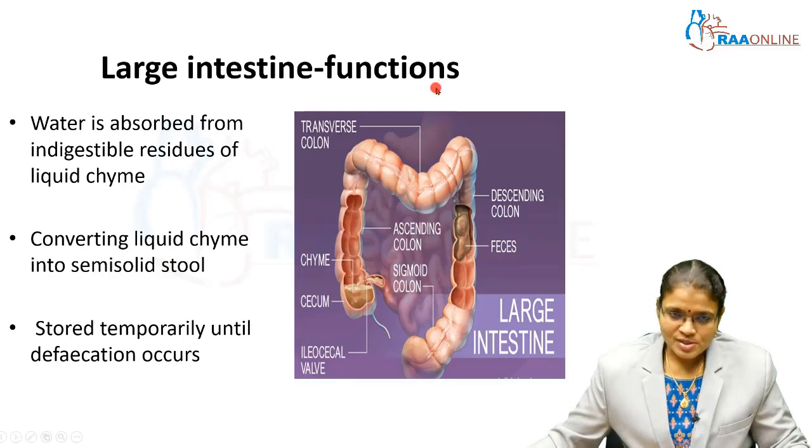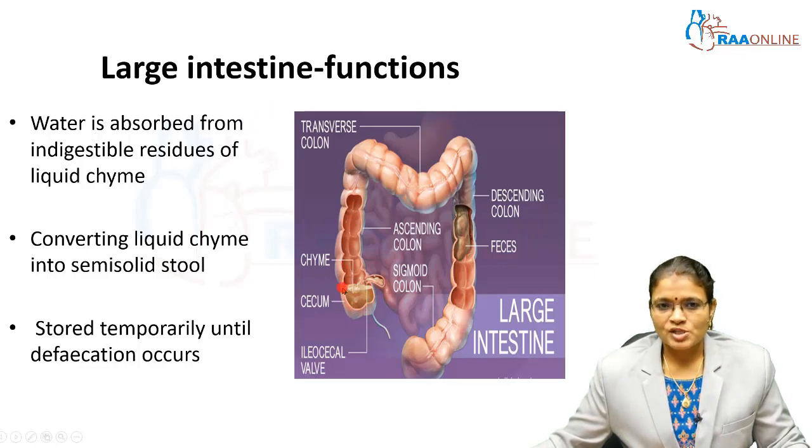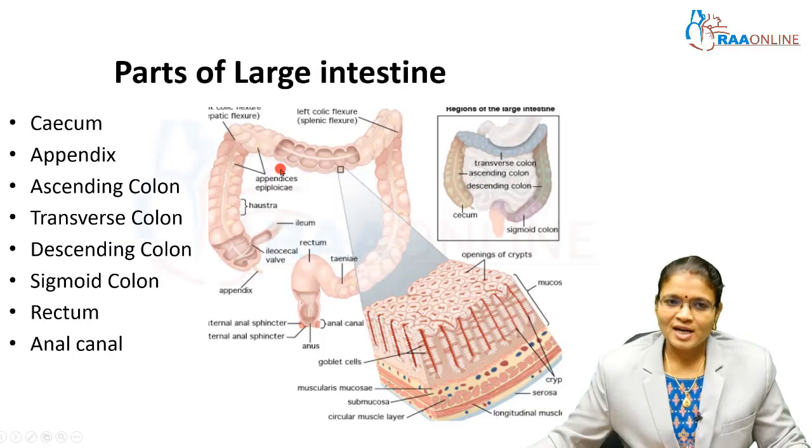Coming to the functions of large intestine, water is absorbed from indigestible residues of liquid chyme which is present in large intestine. As this liquid chyme moves towards the descending colon, most of the water and solutes are being absorbed and semi-solid stool is being formed in the descending part of the large intestine and it is temporarily stored until defecation occurs. What are the parts of large intestine?